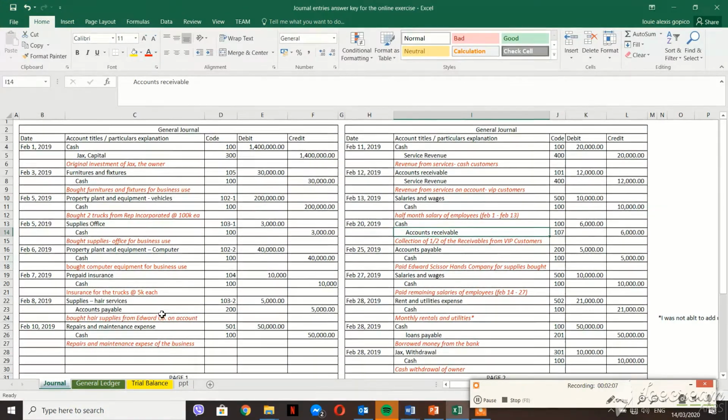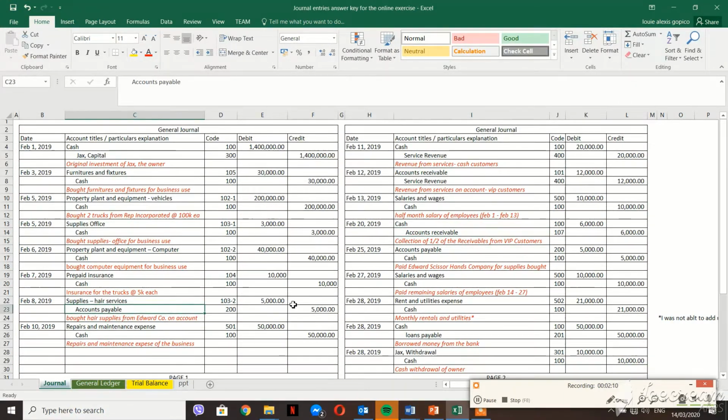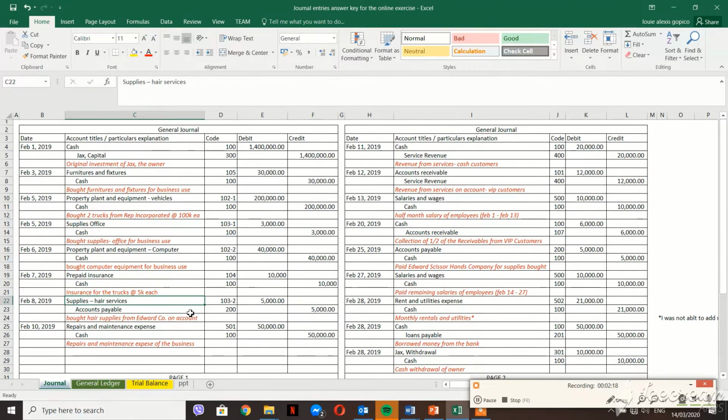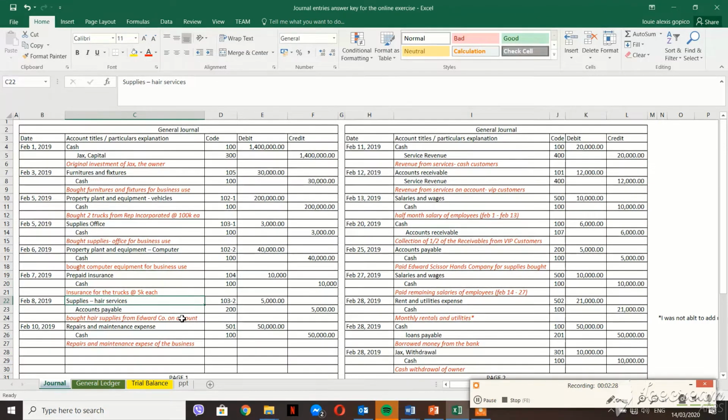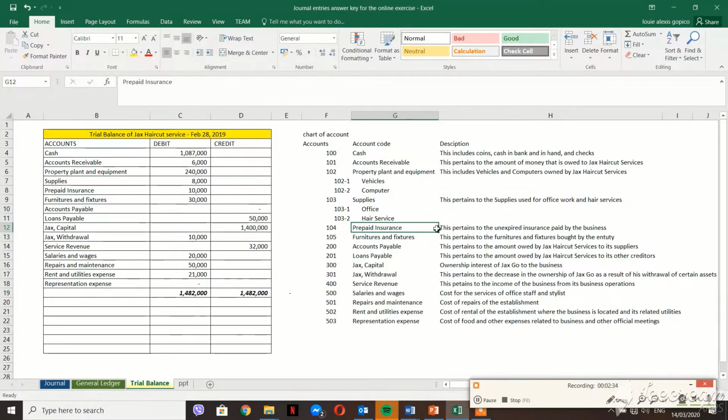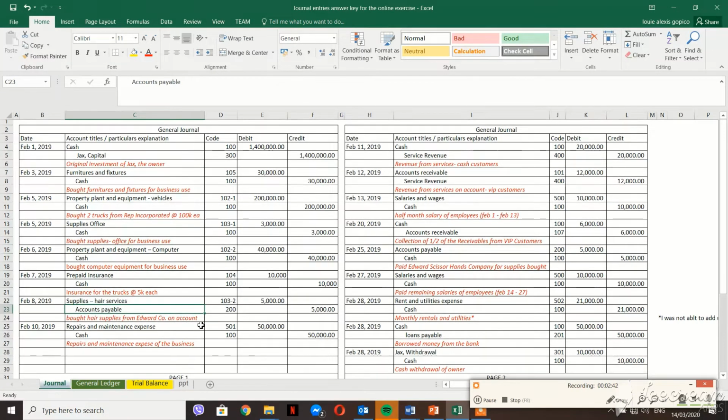If you observe on February 8, we have an accounts payable of 5,000 pesos. Why? Because when we bought this asset, we did not pay Edward Scissorhands Company cash. So basically, we have a liability to Edward Scissorhands Company. May utang tayo sa kanya. So we have accounts payable. As described here in the chart of accounts, accounts payable pertains to the account owed by Jack's Her Services to its suppliers. Okay? So accounts payable should be credited on February 8.